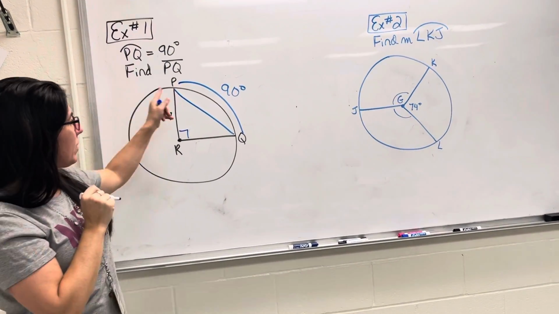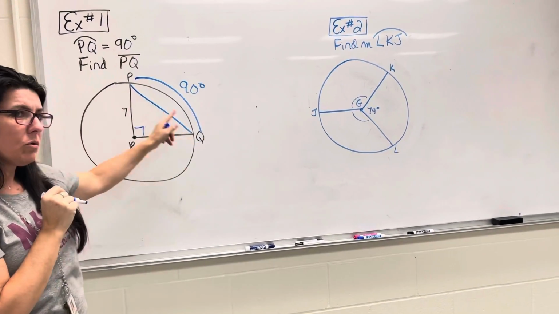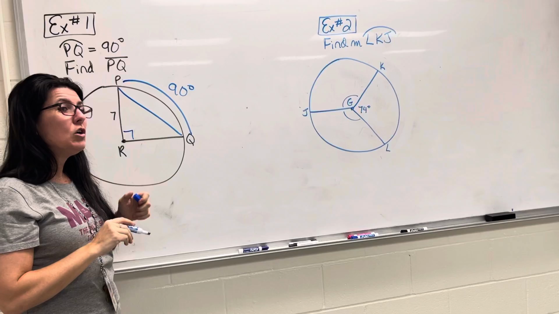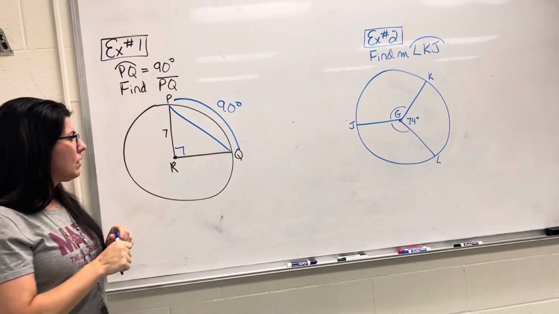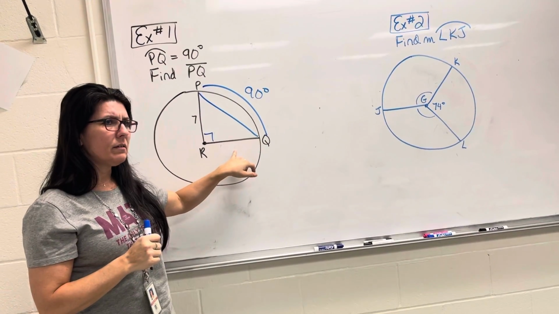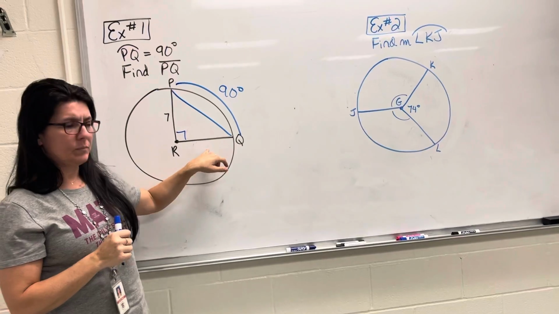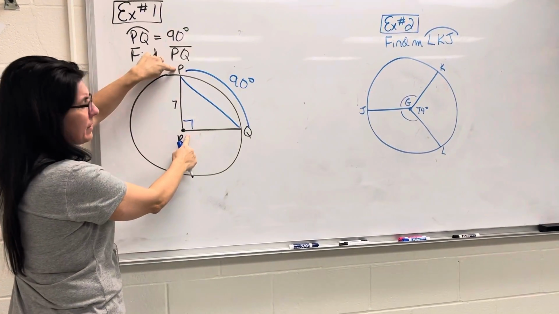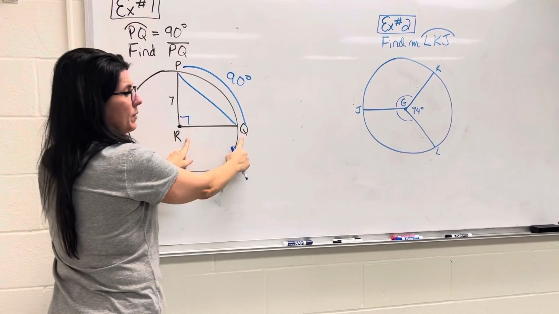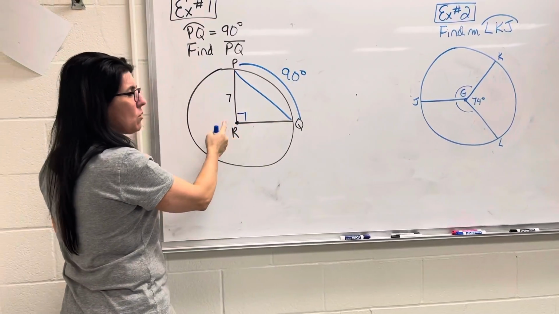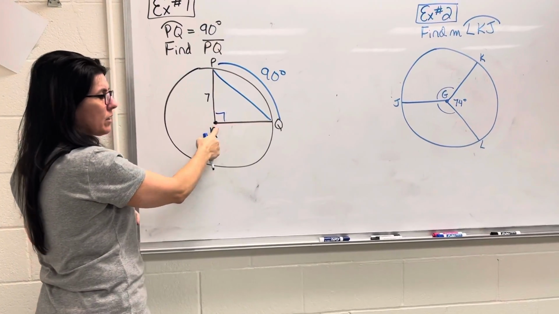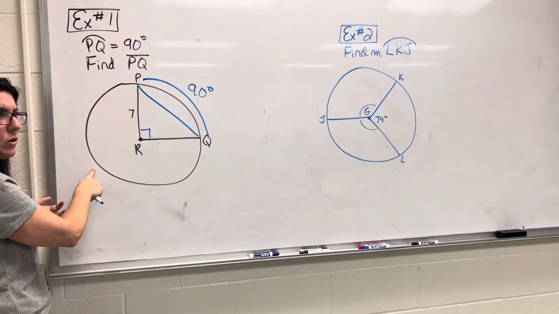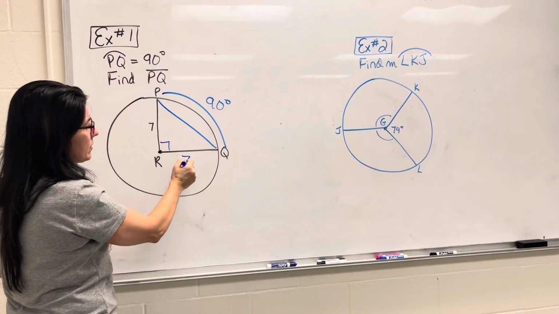Okay, so now we're trying to find the length of that PQ. How do we do it? How do you know that this is 7? Because all the radii. This is the center of your circle. R to P is labeled as 7. R to Q is also a radius. No matter where you are in the circle, if you start at the center and end somewhere on the circle, it's always going to be a radius. They're going to be the same within the same circle. So if this is 7, this is also 7.